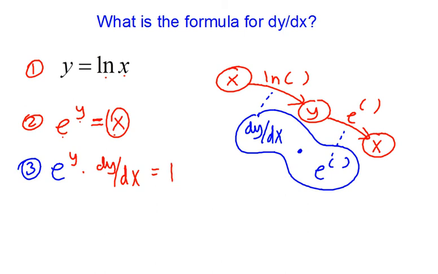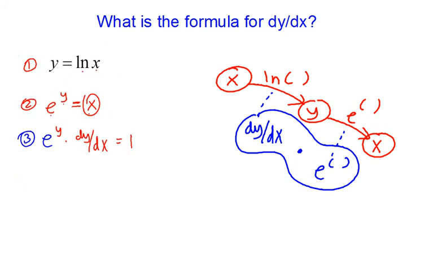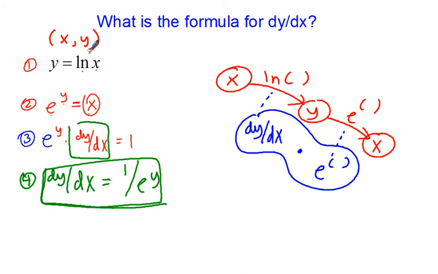Let me just make some room here. Next step, just divide. We'd like to isolate the symbol dy/dx, so we simply divide by e to the y, and we get 1 over e to the y. And there is the derivative formula for the log function. If you have a point on the log graph, you can plug in x and y. In fact, we can just plug y in, and we'll get the slope.